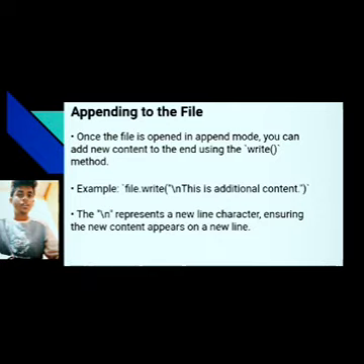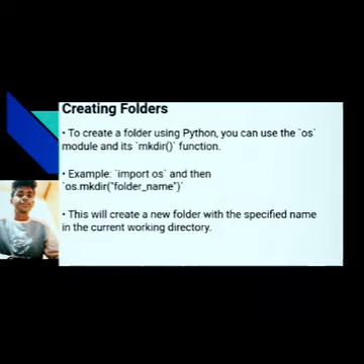Appending to the file. Once the file is opened in append mode, you can add new content to the end using the write method. Example: file.write("\nThis is additional content."). The backslash n represents a newline character, ensuring the new content appears on a new line.